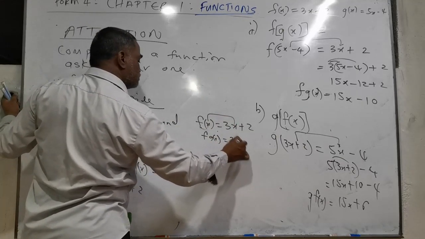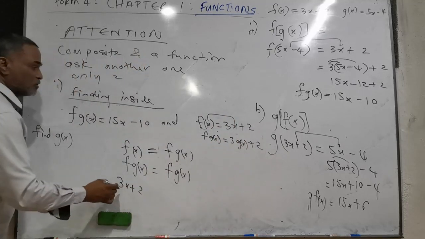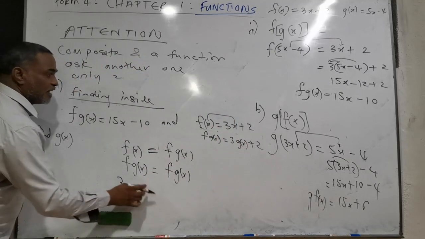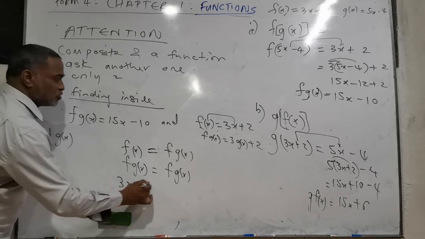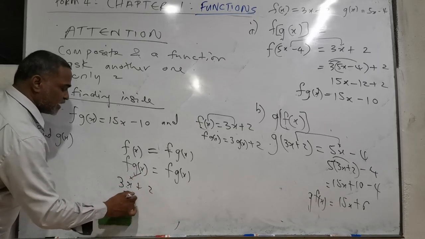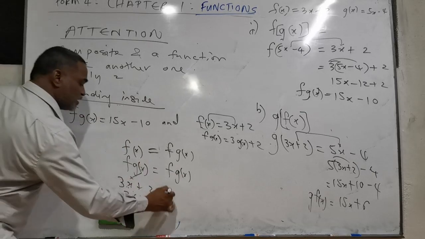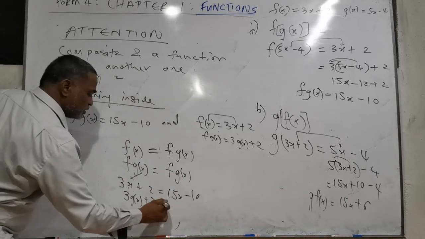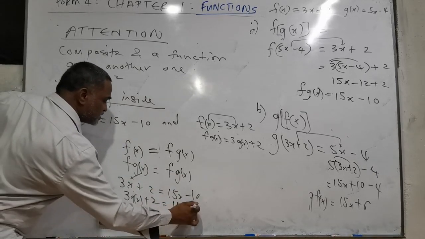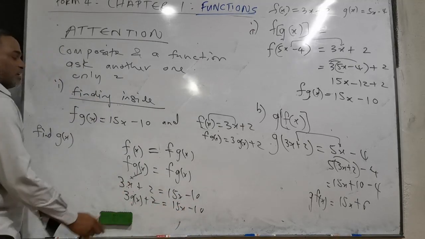Same thing, g(x) plus 2. So you need to do that here. 3 times g(x) plus 2. You need to substitute here: 3g(x) + 2 equals f(g(x)). f(g(x)) is given as 15x minus 10. Then you solve, you will get g(x).